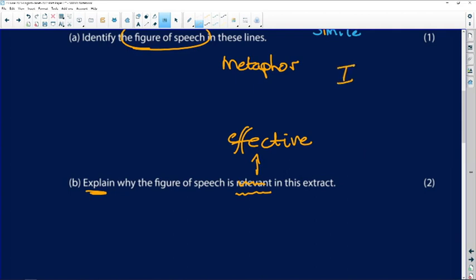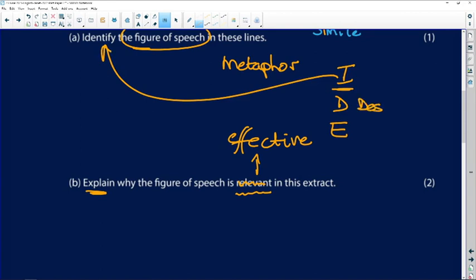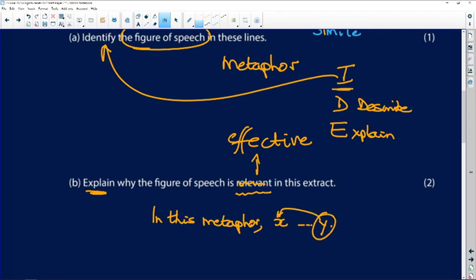So I use IDE. When we discuss figures of speech, we use IDE. I, identify. D, describe. E, explain. So let us say you've got a metaphor. You would explain why it's in this metaphor. I would keep that so that I remember it's a metaphor. I would then say X is described as Y, because you know in a simile something is compared to something. You tell me in a metaphor X is described as Y. Right. And then you tell me about Y, and then you go back and link it to X.